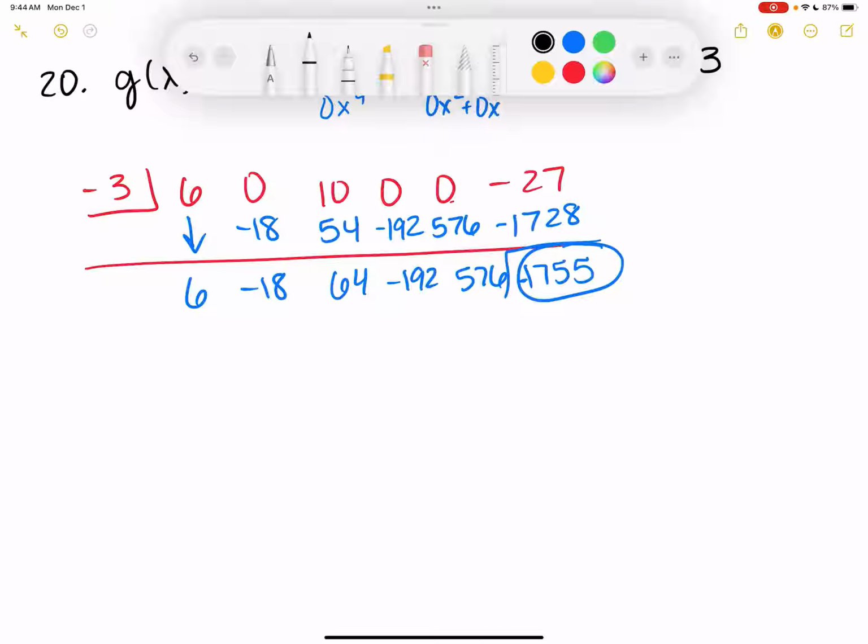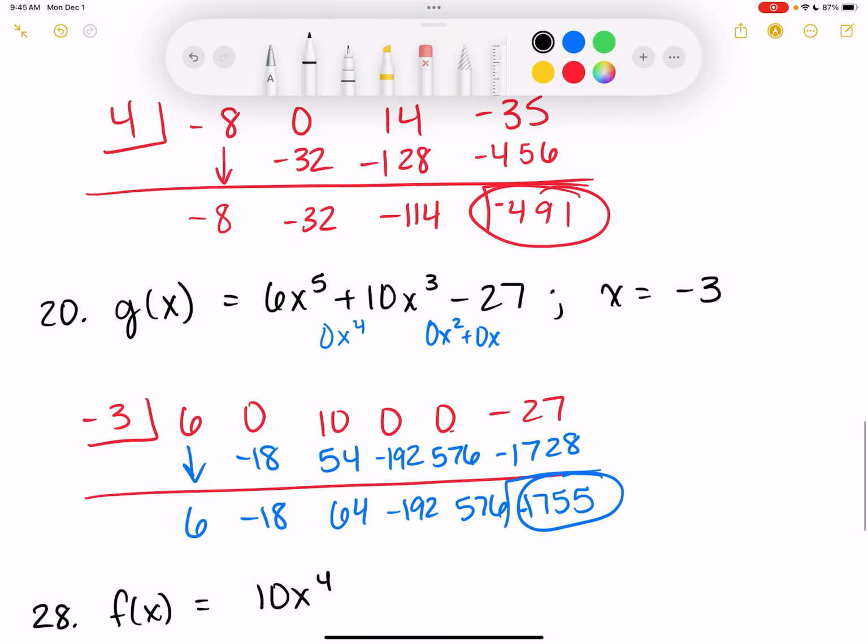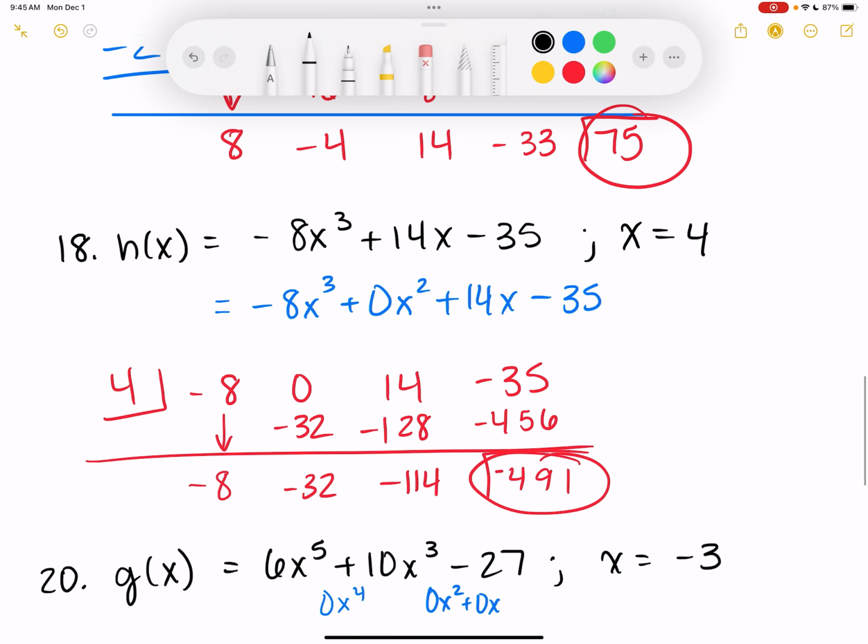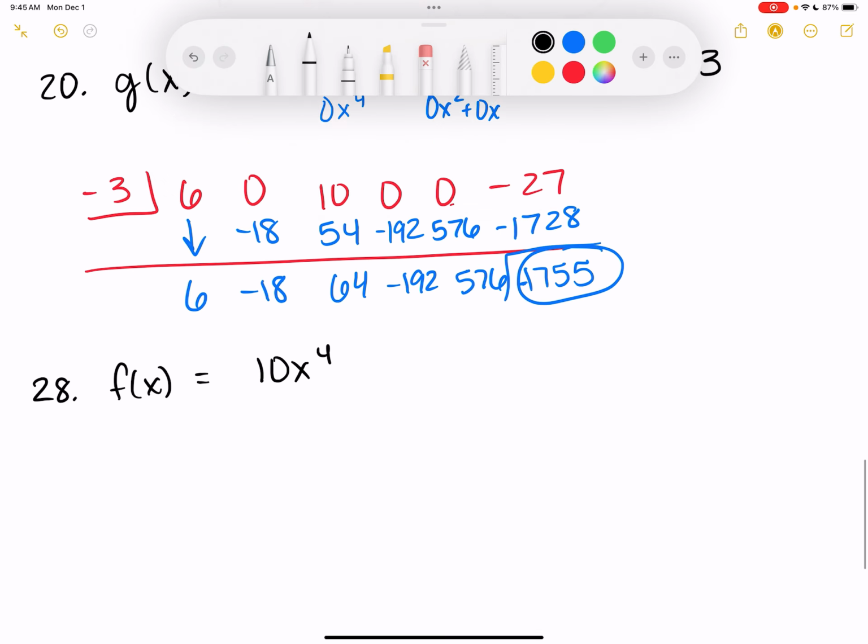All right, number 28. Describe the end behavior of the graph of the polynomial function by completing the statements. I'll show you how we're going to write them. f of x is equal to 10x to the fourth. Anytime I'm dealing with end behavior, I only care about the highest powered term. This problem only has one term, so it doesn't matter. If it was a whole string of things, like the previous problem, I'd only care about 6x to the fifth, or up here, negative 8x cubed. The number in front of your highest powered term matters too, because that can change the sign.